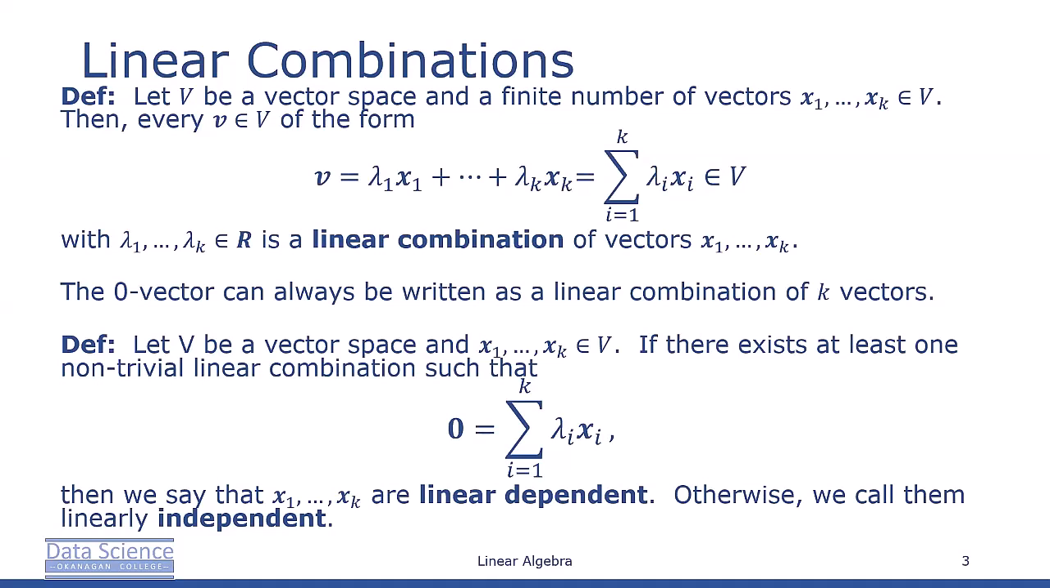The zero vector can always be written as a linear combination of k vectors because we can simply take each of the lambdas to be 0. We are more interested, though, in non-trivial linear combinations of sets of vectors to represent zero. That is, linear combinations of vectors where not all of the lambdas are 0, but yet sum to 0.